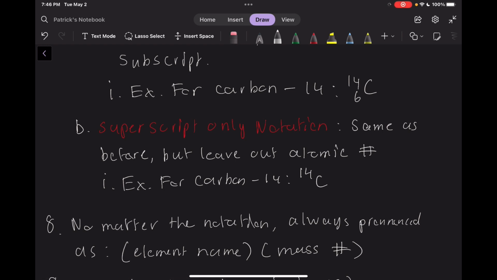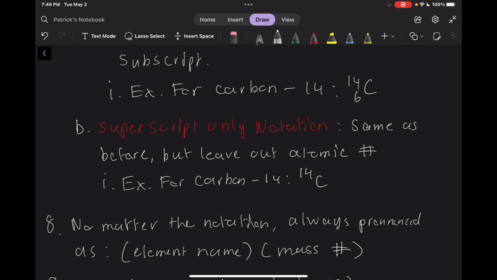Our second alternative method is, if anything, even simpler. All we need for this notation is the element symbol and the mass number as the superscript. We can omit the atomic number entirely and write carbon-14 as an uppercase letter C with the number 14 in its top left-hand corner.